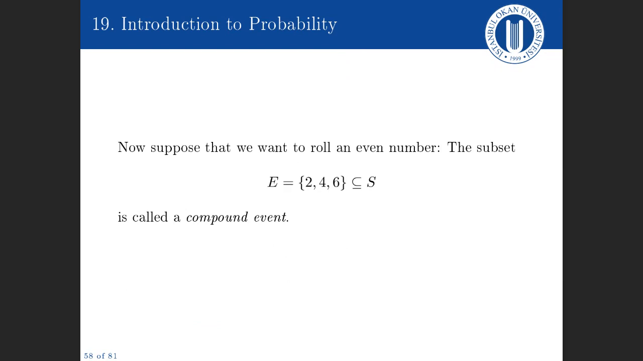Now let's suppose that we're interested in rolling an even number. So we want either a 2 or a 4 or a 6. This gives us a subset of the sample space. This subset is called a compound event.